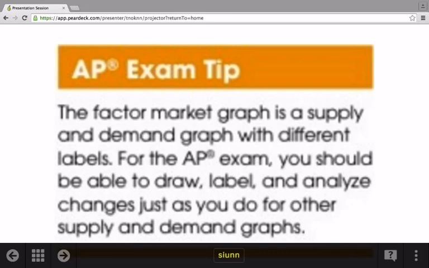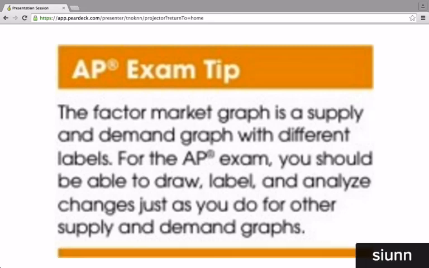Now here's a tip for the AP exam. The factor market graph is a supply and demand graph with different labels. So for the AP exam, you should be able to draw, label, and analyze changes just as you do for other supply and demand graphs that we have learned about earlier in the course.